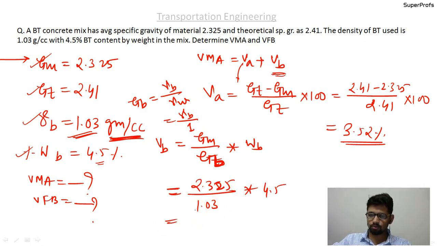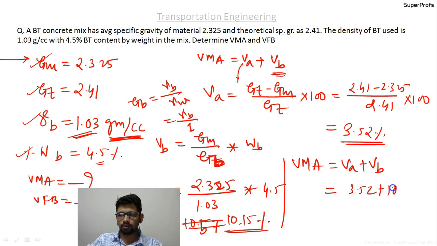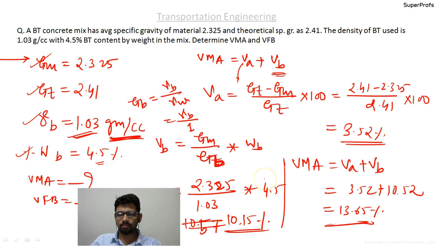So please calculate what is the value of it. That comes out to be 10.15 percentage. So the VMA value, VMA equal to VA plus VB, that is VA is 3.52 plus VB is 10.15, which is equal to 13.65 percentage. VMA is equal to 13.65 percentage.